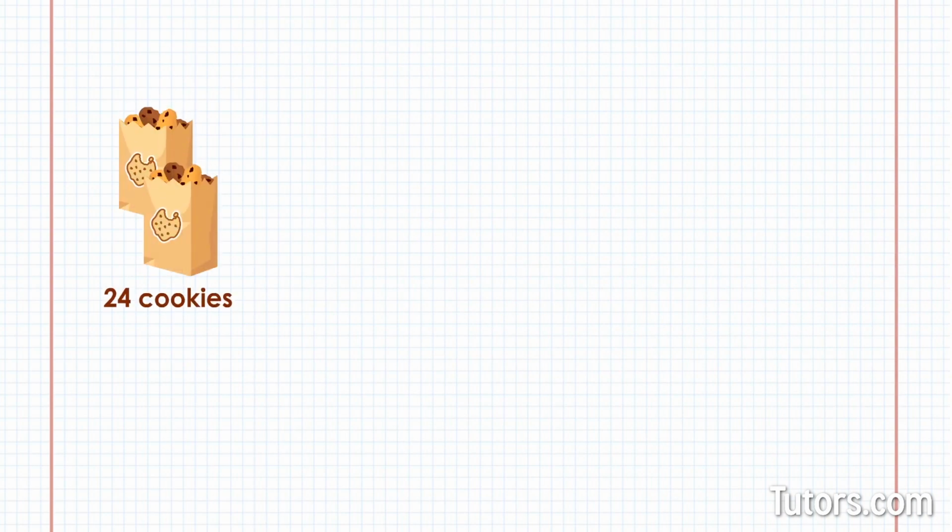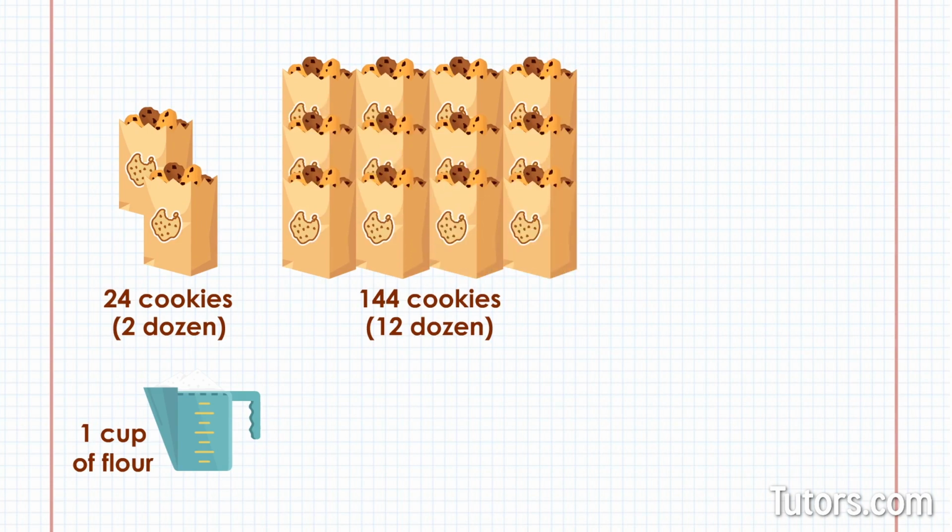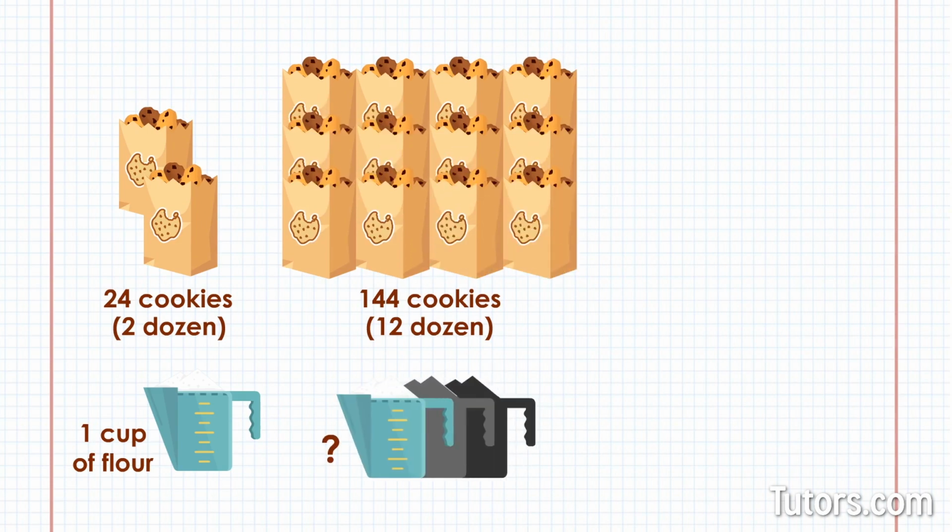Now let's look at an example of proportions that helps us make cookies. A recipe for 24 cookies, which is 2 dozen, needs 1 cup of flour. To scale the recipe up to make 12 dozen cookies, how much flour do you need? Set up your proportions comparing 24 and 144 cookies, or more easily, 2 dozen and 12 dozen cookies. 24 to 1 equals 144 to x. 2 dozen cookies needs 1 cup of flour. 12 dozen cookies needs x cups of flour.